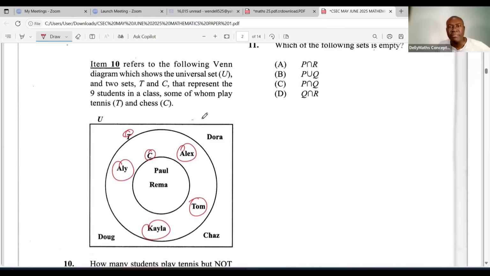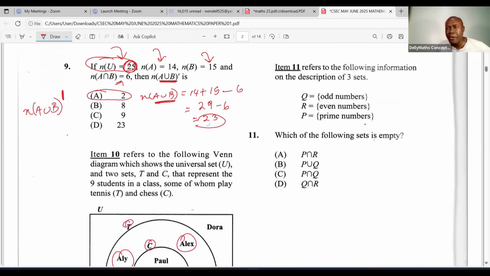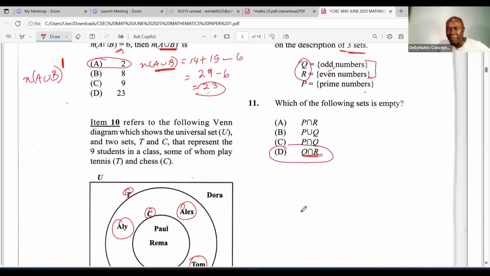Let's go for question 11. Question 11 refers to the following description of 3 sets. We have odd numbers, even numbers, prime numbers. Which of the following sets is empty? Well, there are no even numbers that are odd. So if I see an intersection here, I know it's empty. Q intersect R is empty. There is no odd and even number that are the same. So D is the answer for number 11. That's a repeat question again, all right?